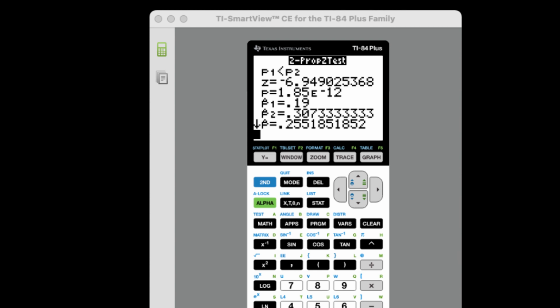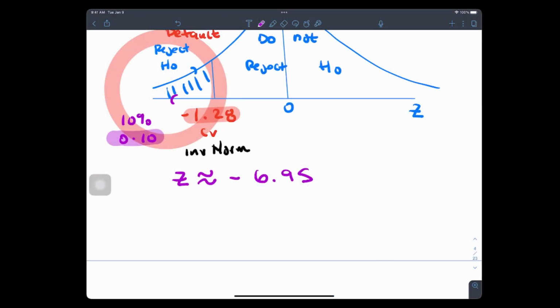Calculate. Now, what am I looking for, ladies and gentlemen? If this is a traditional hypothesis test, what do I need? The test statistic value, right? It's the Z value. Which one is it? The second value. Negative 6.95 to the nearest tenths. So this is my test statistic.